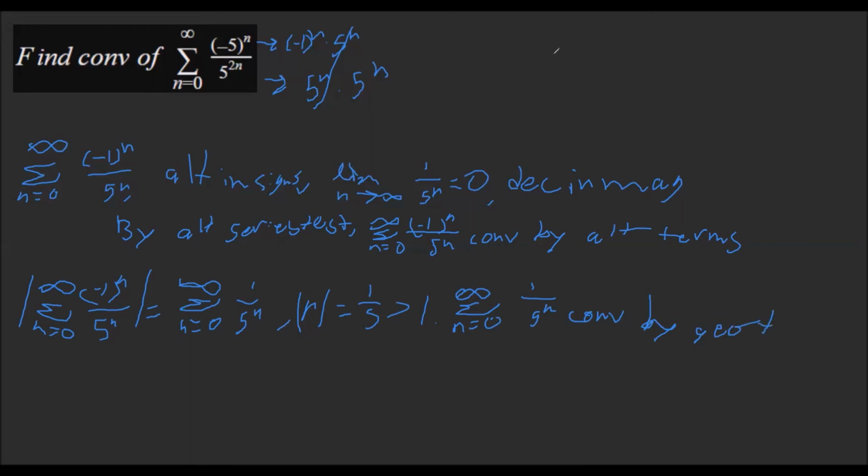Actually, sorry, I'm mistaken. No, I'm not actually. Okay, and from here we can say that the original series, that being the series of n equals 0 to infinity of (-1)^n over 5^n, converges absolutely.